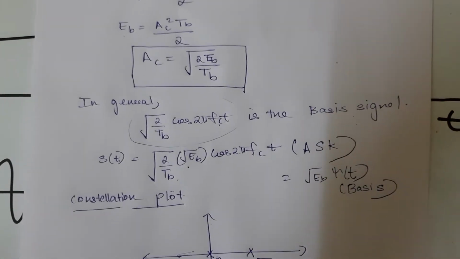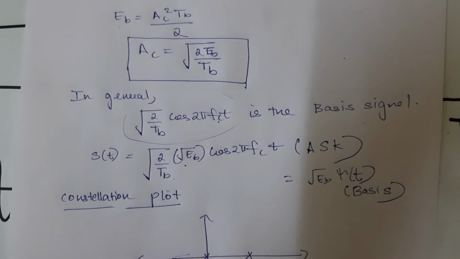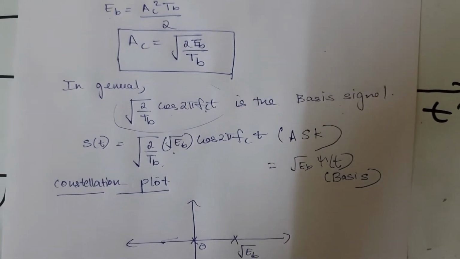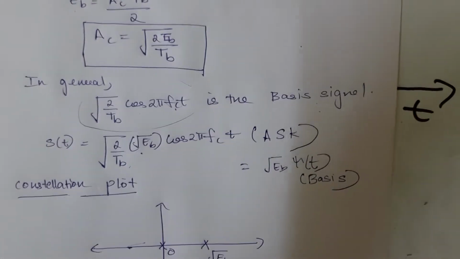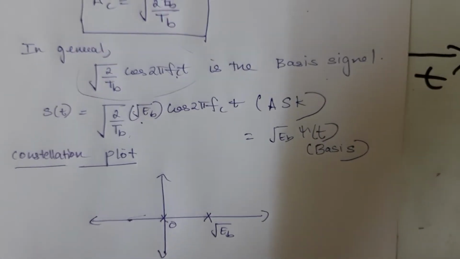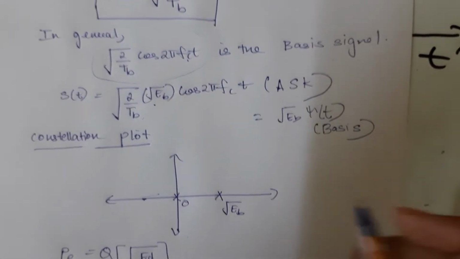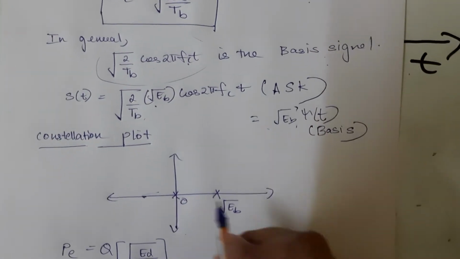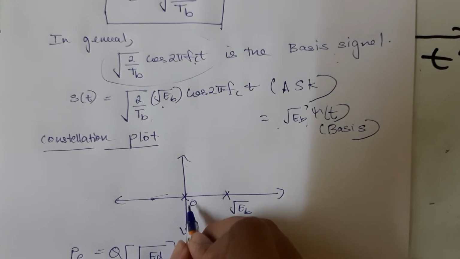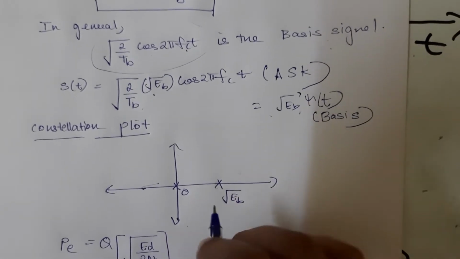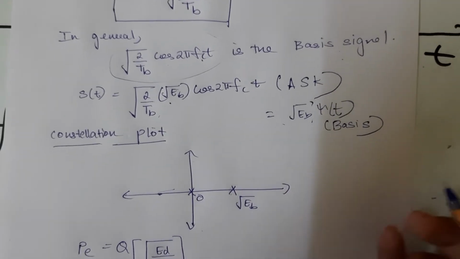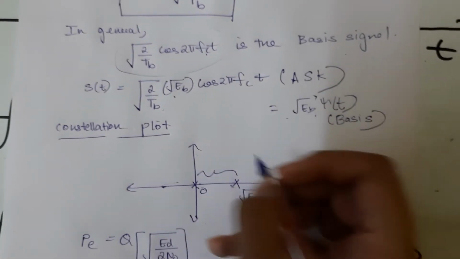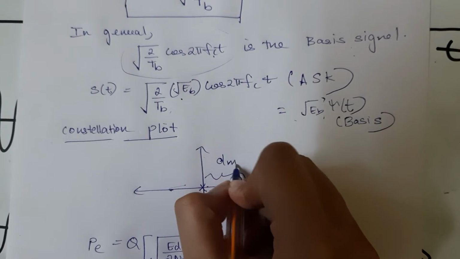Now a very important part in digital communication is the constellation diagram. Now what do the constellations represent? It represents these values. So here I have 0 and I have root EB. Both are positive. Now the distance between these 2 points is known as D minimum.